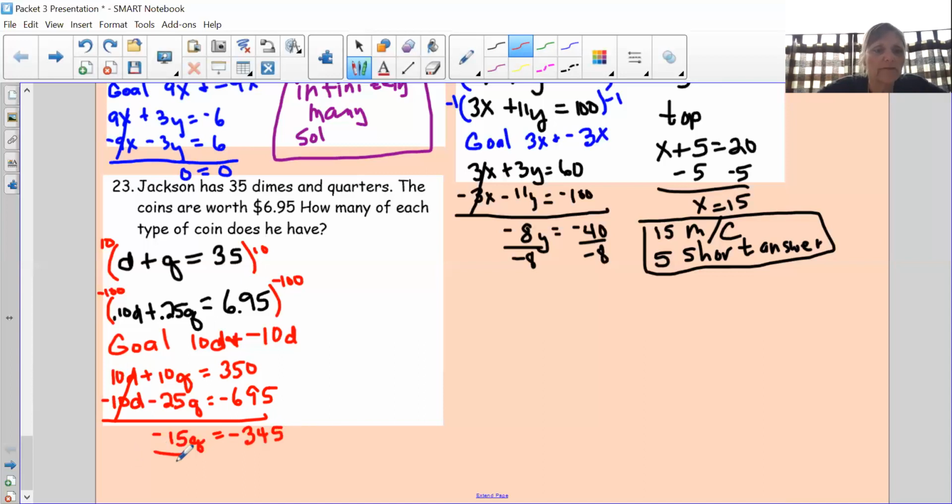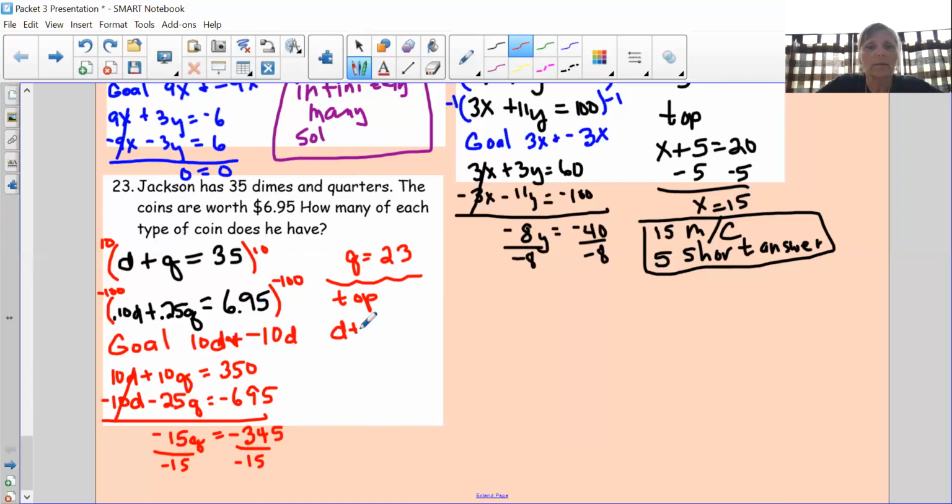Okay, and I divide by negative 15. And then Q, which would be my quarters. Okay, I'm going to borrow my old calculator for that too. 345 divided by 15, 23. So we have 23 quarters. So I'm going to use the top equation. And instead of Q, I'm going to have 23.